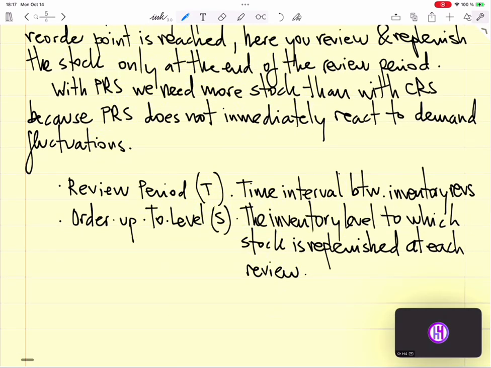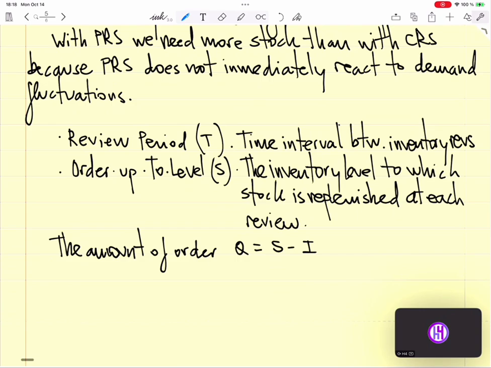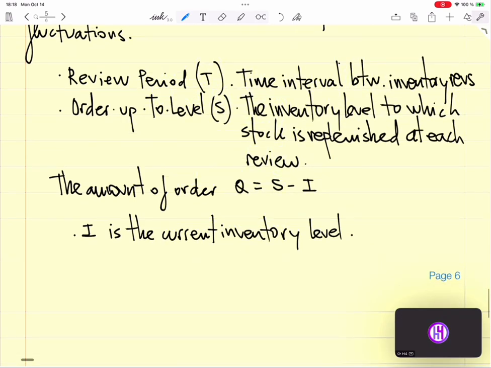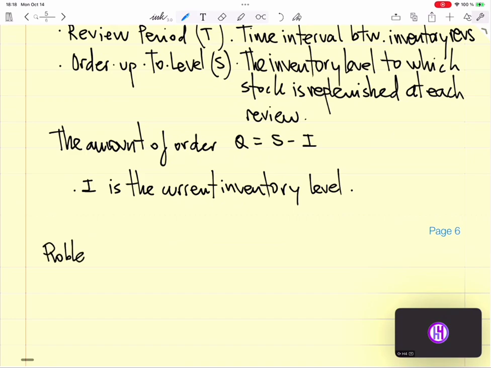So the amount of order Q equals S minus I. S, we know what it is, and I is the current inventory at the time of review. And we have an example. Of course, I depends on the demand.